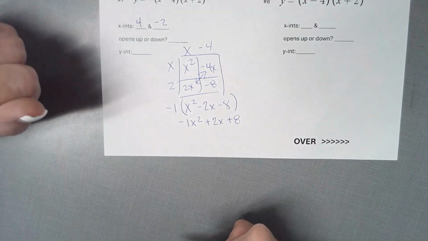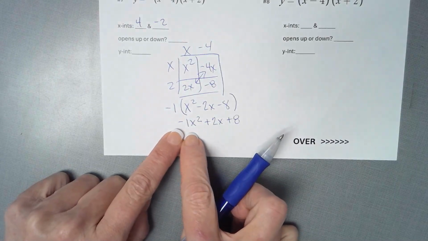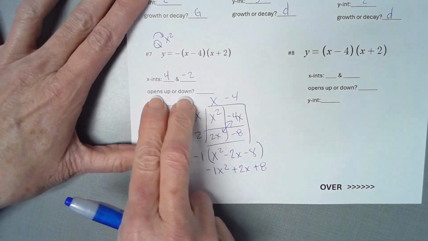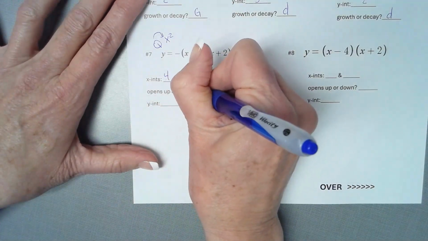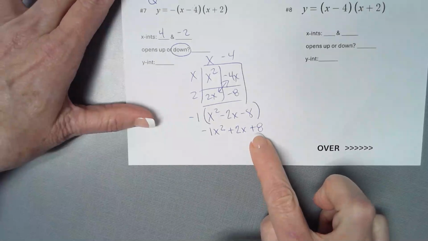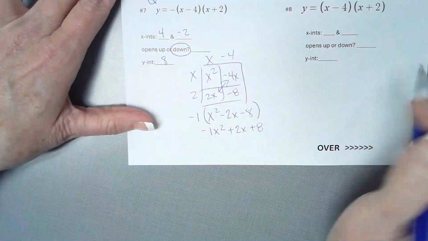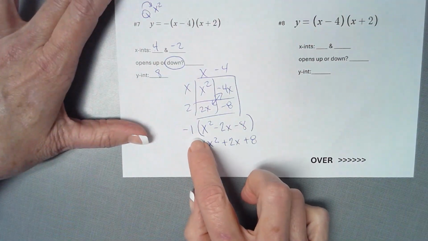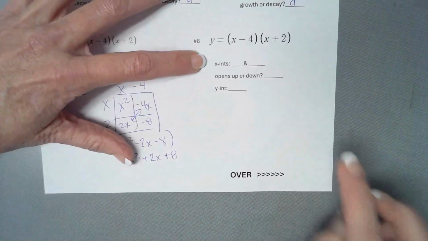So now, what does that reveal? Well, the leading coefficient, the a, is negative. When the a is negative, what's going on with your parabola? It's going down. And then your y-intercept is that c right there. Your y-intercept is 8. Y'all, when you've got a negative out there, don't forget to distribute that negative 1 all the way through.